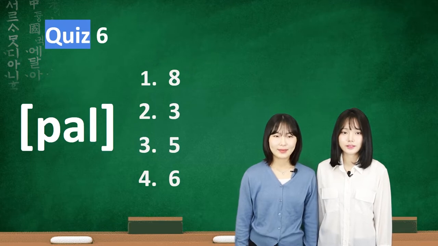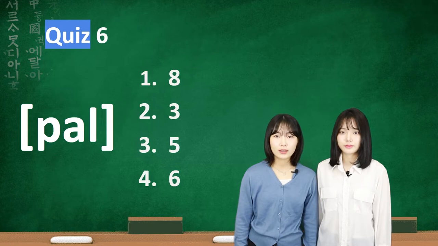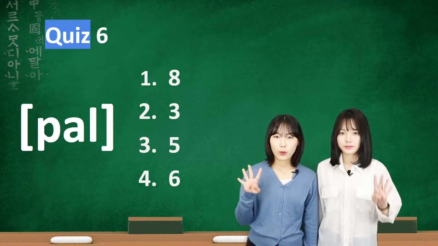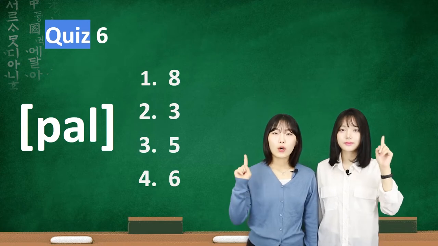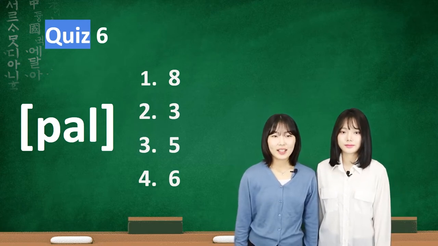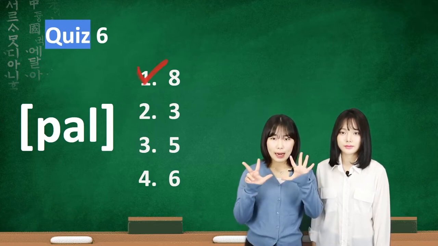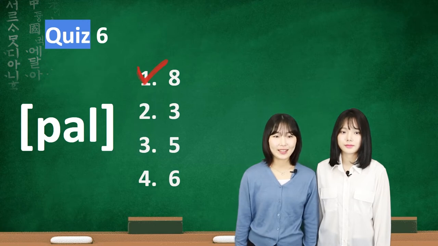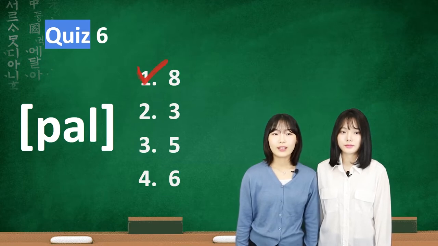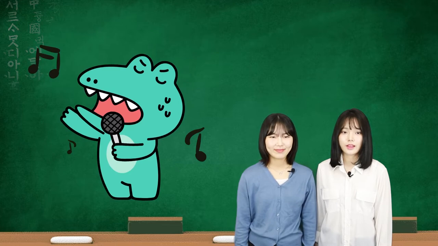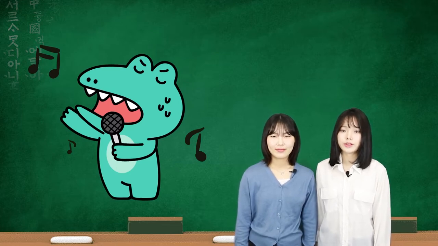Question 6. Which of the following is correct? 5, 4, 3, 2, 1. Yes, the correct answer is number 1. Very good. Did you guess a letter of correct answer? Yes. Good. Then shall we sing along with Grace and Kang?